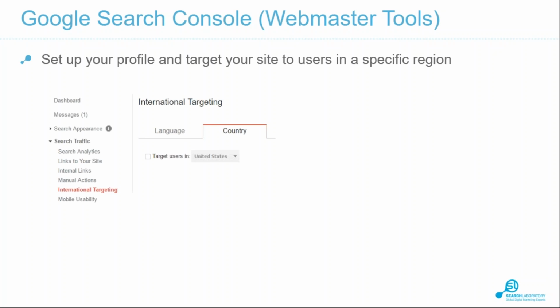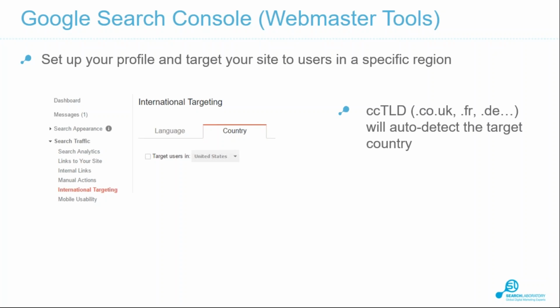This can be done under the Search Traffic International Targeting report and then clicking on the Country tab. You see this option where you can tick this box and pick from that drop-down box where it says United States, pick the country that you want that content to be targeted towards.